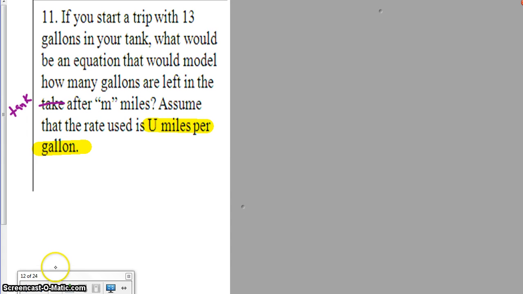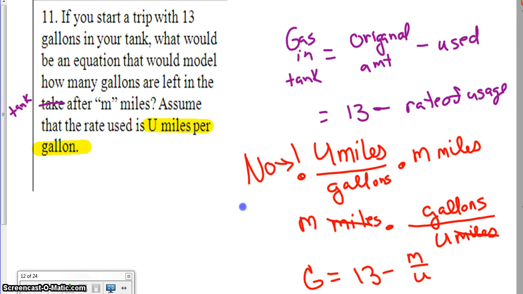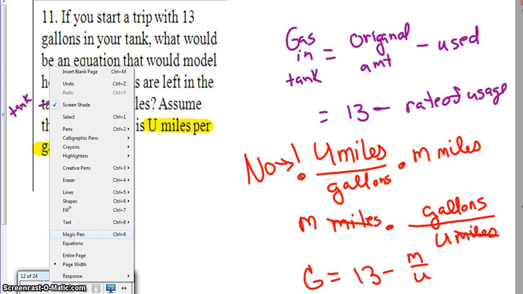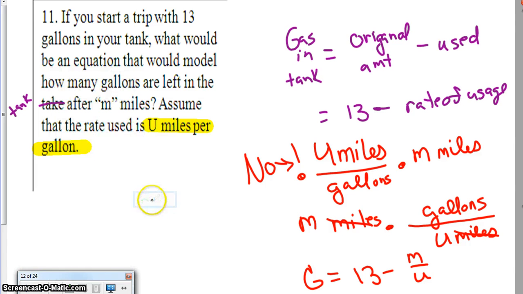This is also a trick question. Look at this. U miles per gallon, but you're going to deal with gallons. So you're starting with gas in the tank that is gallons, and it's 13 minus rate of usage. But see this? This is a big no-no. If you put U miles divided by gallons times M miles, you would have UM miles squared, and you don't want that. You have to use this rate of change right here, which is miles times gallons divided by UM. And so the final answer would be G equals 13 minus M divided by U.